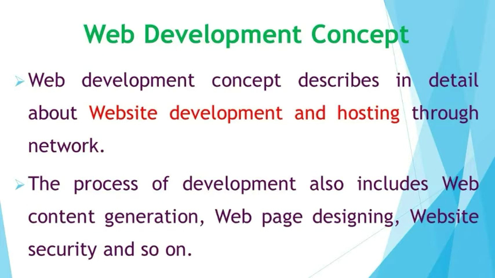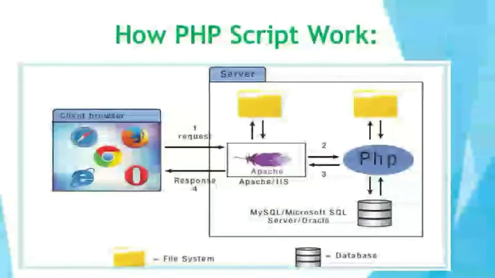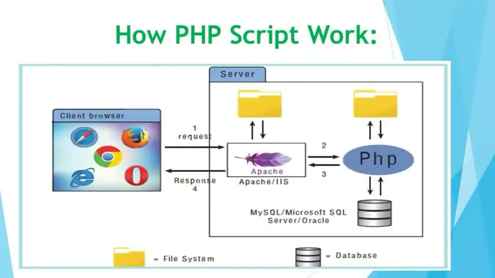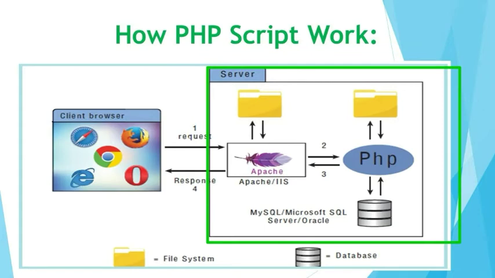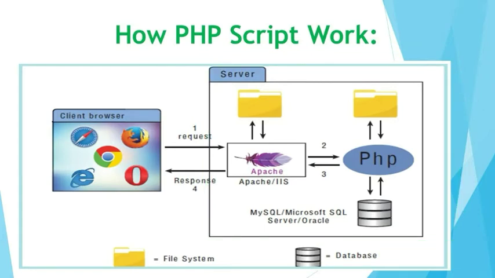See the next topic, how PHP script works. The website or web page is developed by the programmer using PHP script, which means by using the PHP scripting language, the website or web page will be developed. Okay. After that, that website code is moved to the web server path in a remote server machine. Remote server machine means what? A high performance machine. So that website code is moved to the web server path in a server machine.